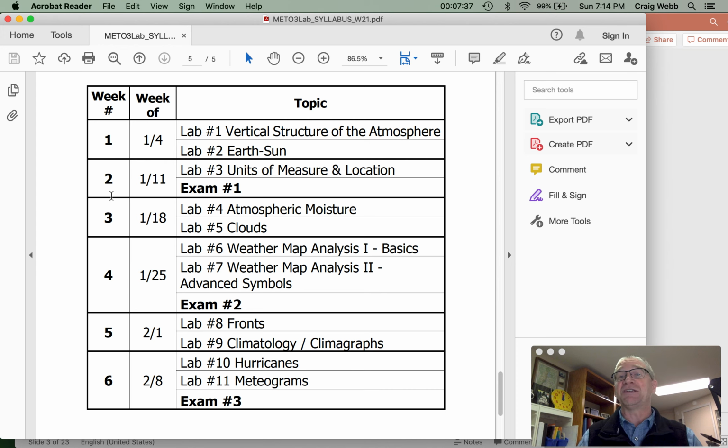That's my expectation: that you'll have 2 labs every week, and that you're scheduling your time out appropriately. We have 3 exams during the semester. They come fast and furious in a 6-week semester. They really do. Things go by so fast.